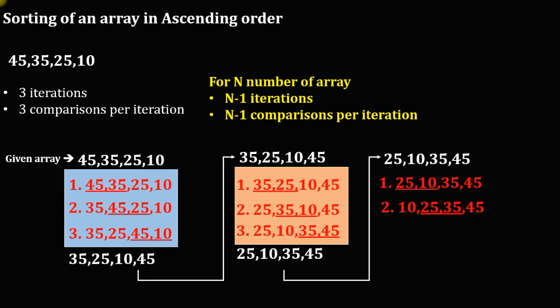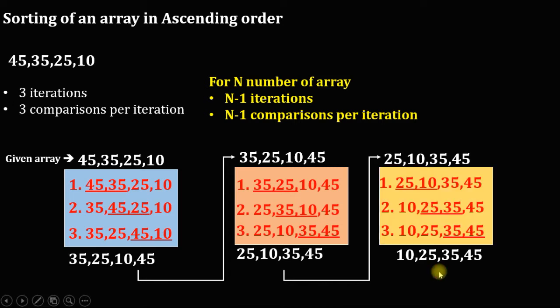We know that at this step itself we got the result, but the computer or the controller will continue the comparisons. So now the second and third terms will be compared, no need to swap. Then the third and fourth terms will be compared, no need to swap. After completing this number of iterations and comparisons, the result will be announced by the controller or processor. So we have completed 3 iterations and 3 comparisons per iteration. This is the answer, 10, 25, 35, 45. This is the sorted array.